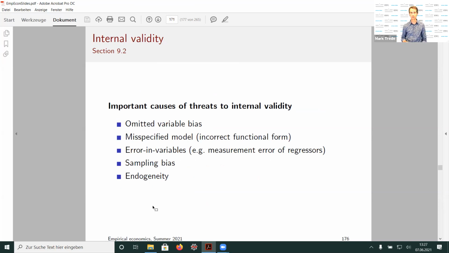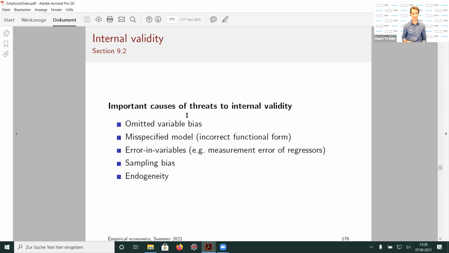So there are important causes of threats to internal validity. So one we have already encountered, the omitted variable bias. If there's a confounding factor, an omitted variable, which is relevant for the endogenous variable and which is correlated with the exogenous or one exogenous regressor, then omitting this variable will cause the slope coefficients and the intercept coefficient to be inconsistent. Okay? So in that case, the omitted variable bias will give you an outcome where you might think that that is the causal effect, but in reality, it's not. So what you get is wrong.